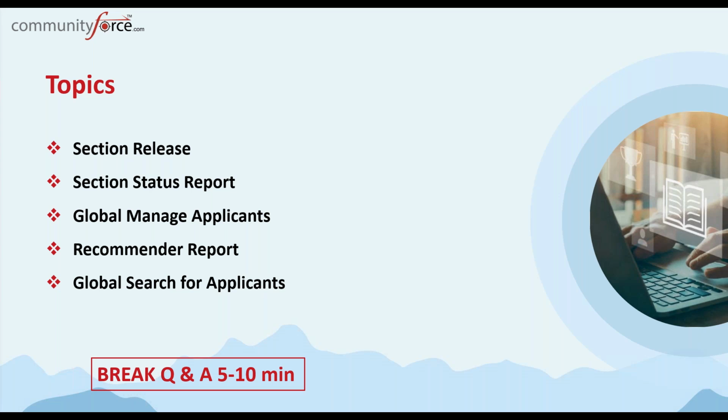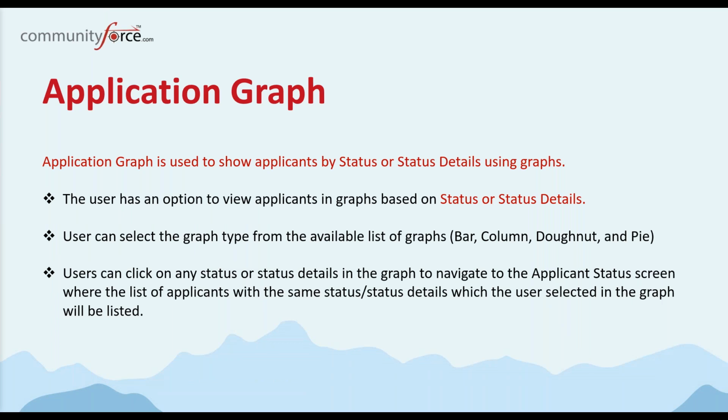So to get started with our first topic, that first topic is going to be the application graph. The application graph is a nice tool that we have that helps you see the big picture of the status and status details of your applicants. It'll help you see it in a bar view, a column, a donut, and a pie. And then, of course, you can click on that status and then see just the listing of applicants that fall under that status detail. So let's go to our site here so we can show you how to access that.